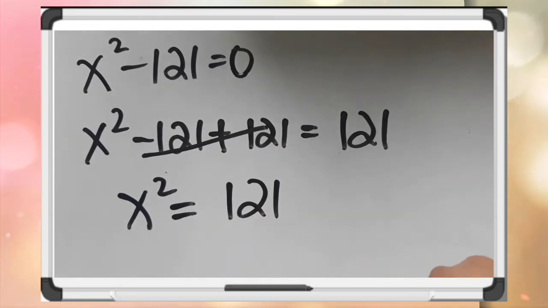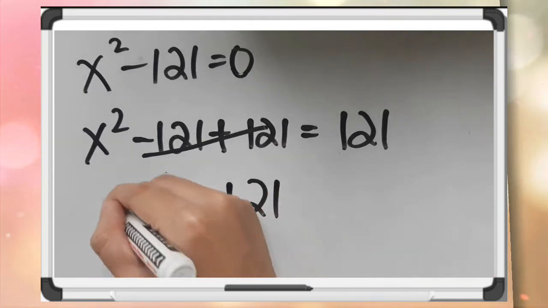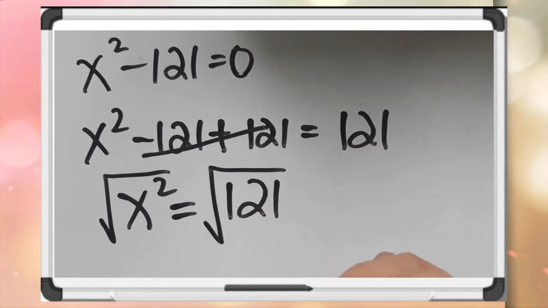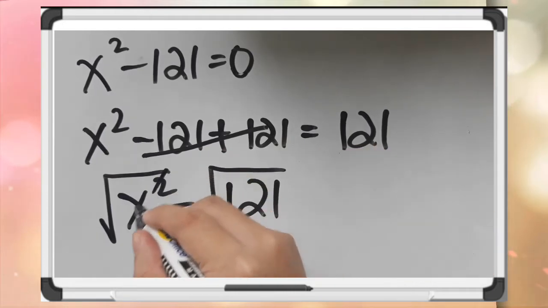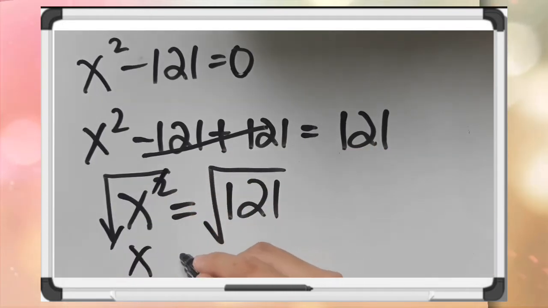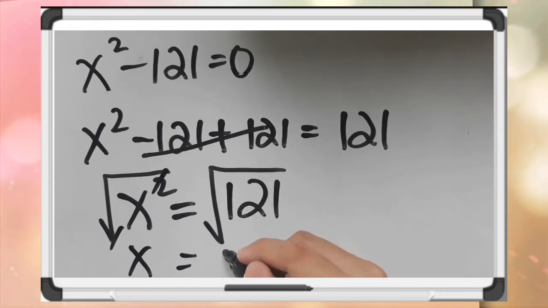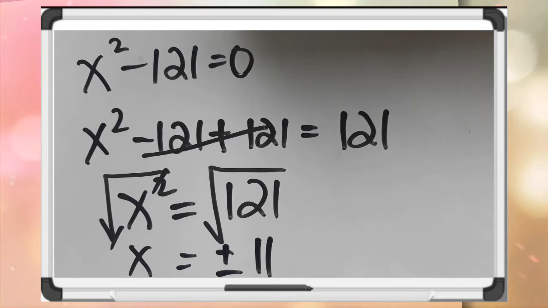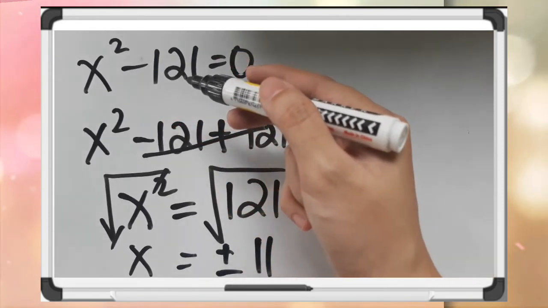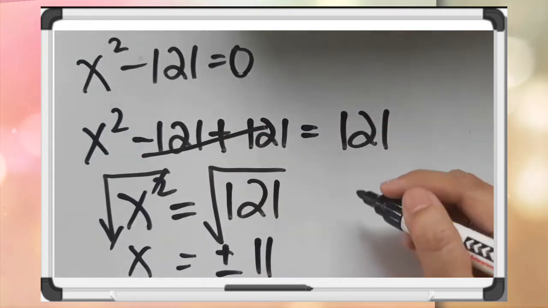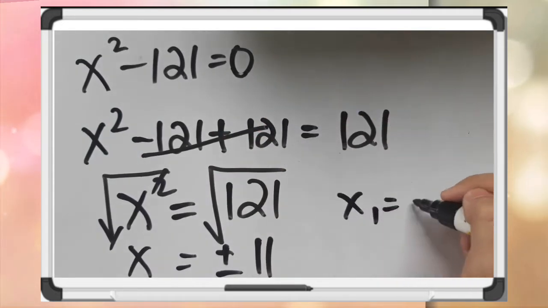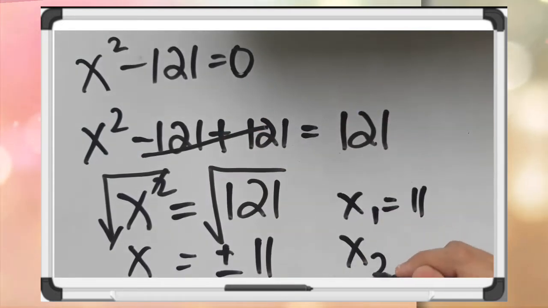So after that, extract the roots. Get the square root of both sides. Square root of x squared is equal to x, and the square root of 121 is positive negative 11. Therefore, the roots of x squared minus 121 is equal to 0 are positive 11 and negative 11.